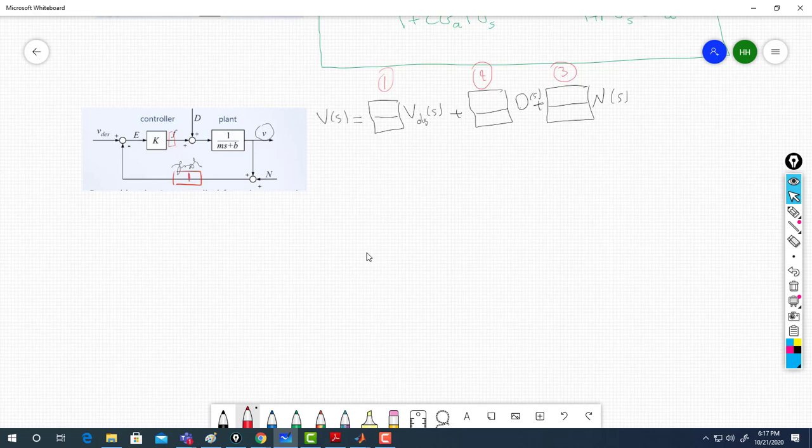So in this scenario I want to find only the third block diagram. So I'm considering I have only noise. I have only noise. So in this case, if you want, I'm taking the input as 0, and it will give only the noise.